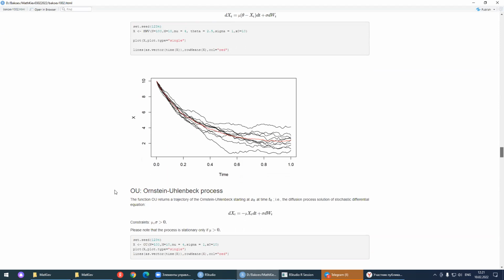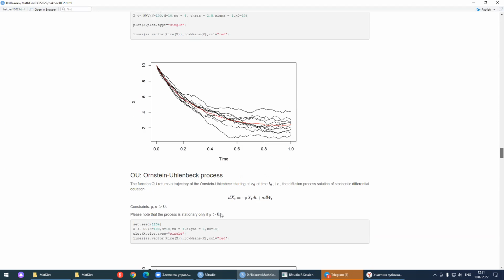And the next one, the Ornstein-Uhlenbeck process. It is a more famous process which we use in finance, in financial management. That's why I took this process too, in order to show how we can simulate or solve this stochastic differential equation using the function OU.